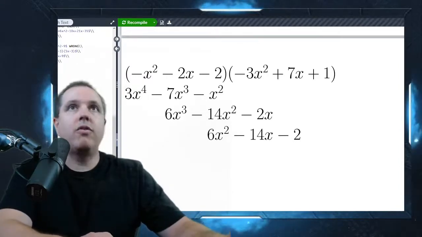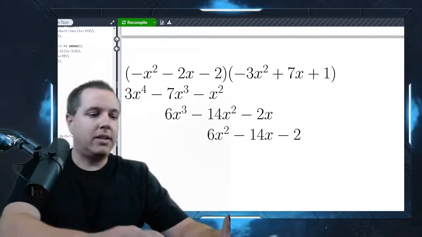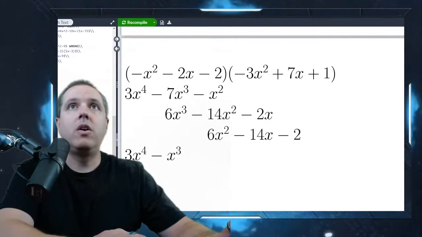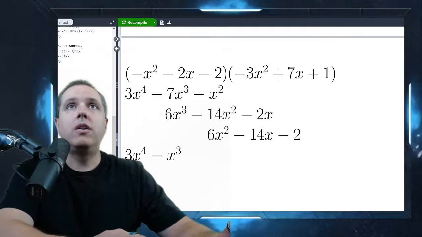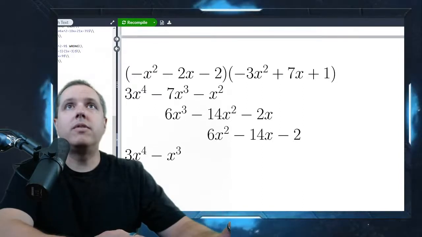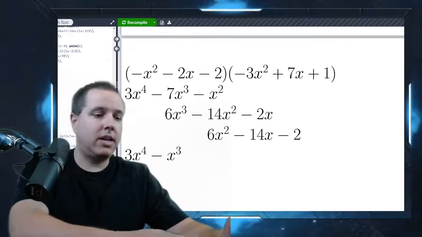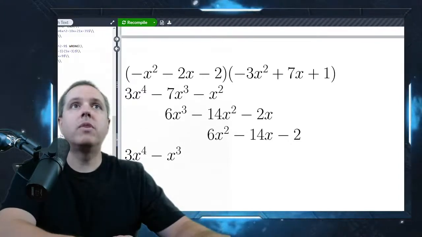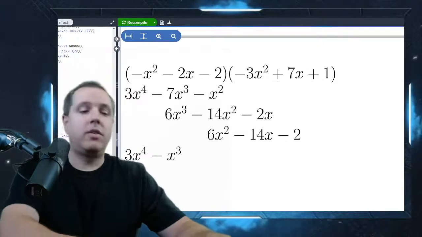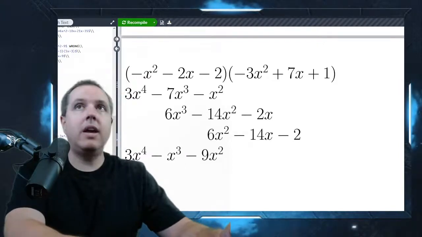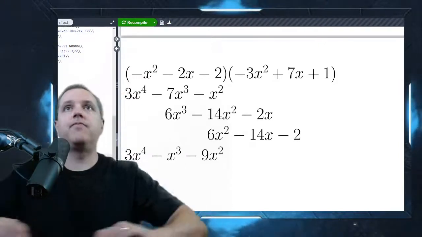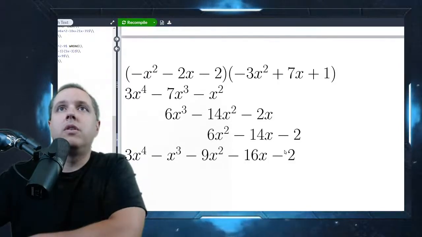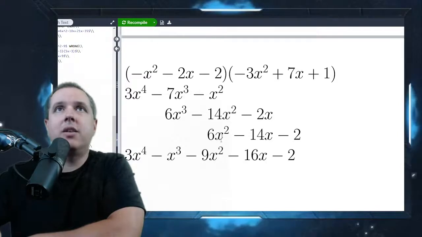And you go, okay, well, this will be 3x to the 4th minus x cubed. Let's see if we have minus 15 plus 6 would be minus 9x squared. And then minus 16x minus 2. See how the columns are kind of lining this up for us?